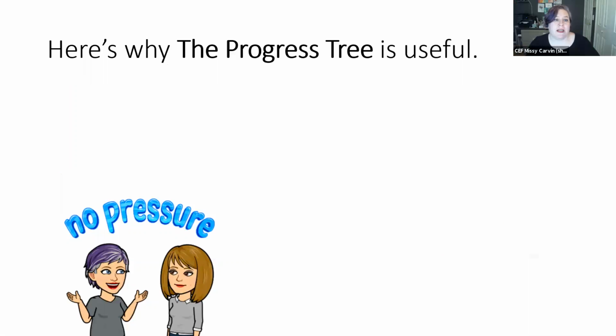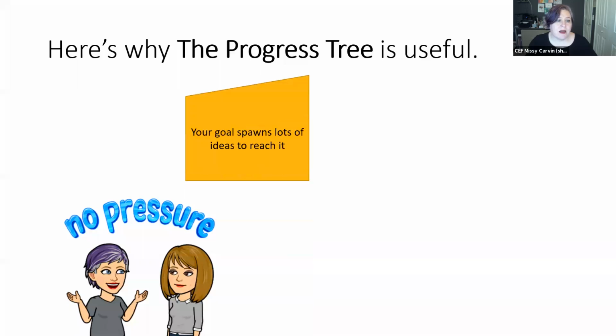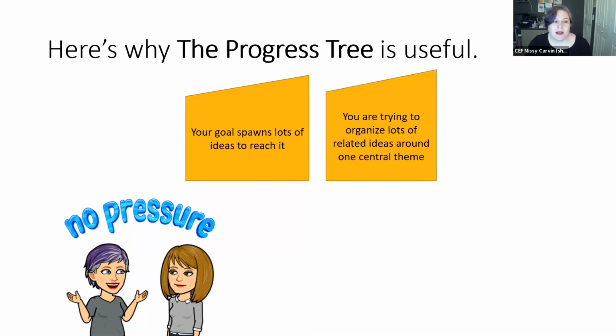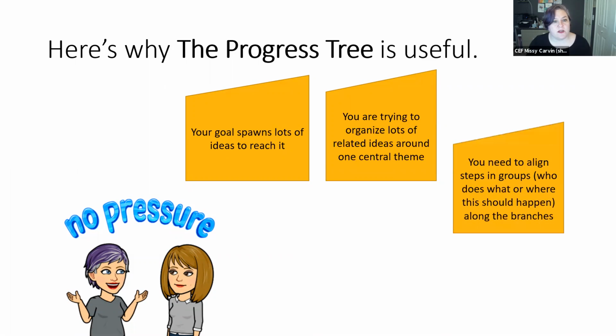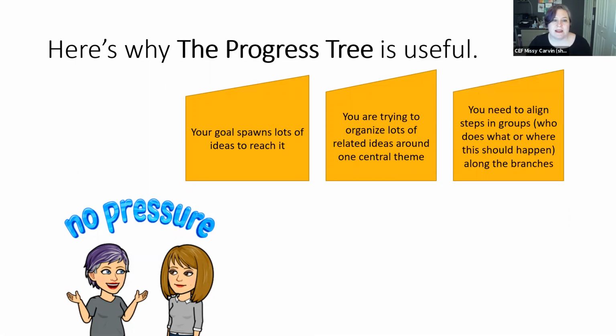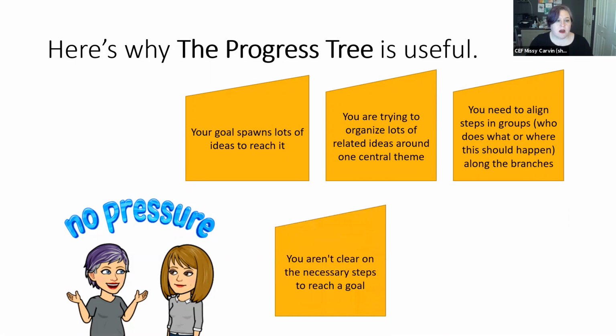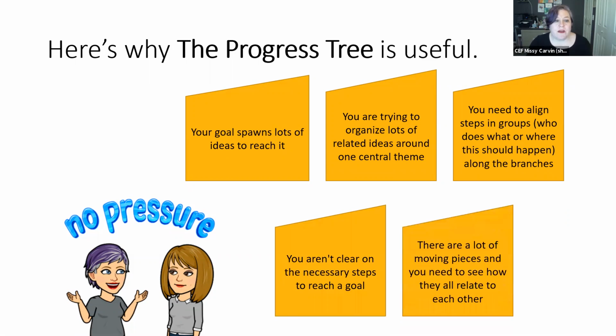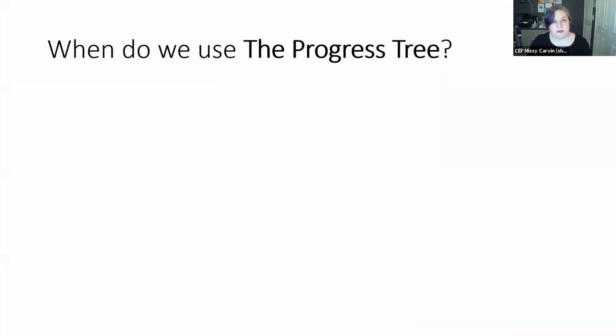Here's why the progress tree is useful. It's useful when your goal spawns a lot of ideas that you're going to need to work with to reach that goal. When you're trying to organize lots of related ideas around one central theme. When you need to align steps in groups, who does what or where this is going to happen, and you can use the branches for that. When you aren't clear on the necessary steps to reach your goal, or when there are a lot of moving pieces and you need to see how they all relate to each other.